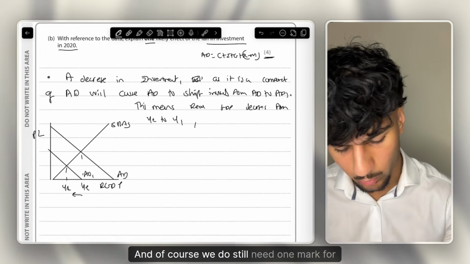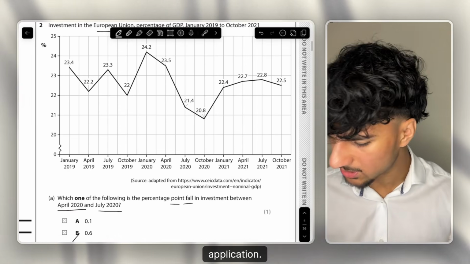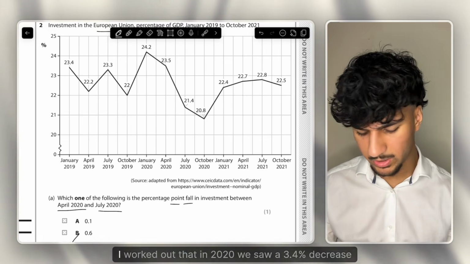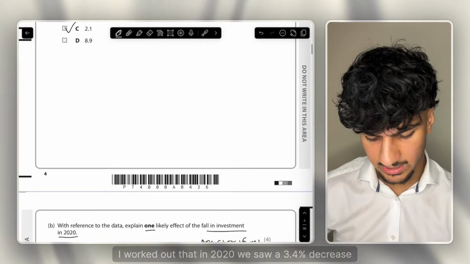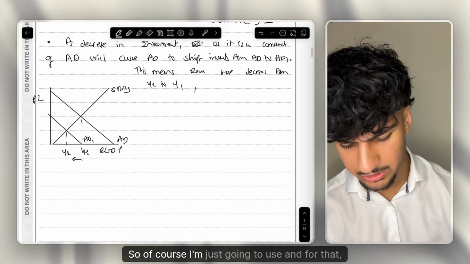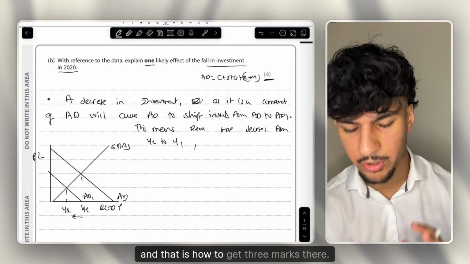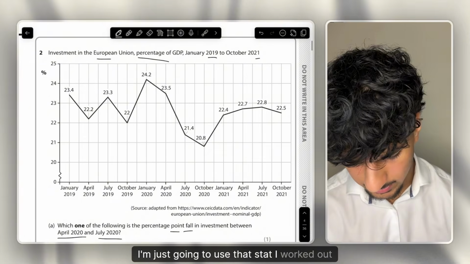And of course, we do still need 1 mark for application. So I'm just going to add any bit of application. What did I work out earlier? I worked out that in 2020 we saw a 3.4% decrease in percentage of GDP. So of course, I'm just going to use that, and that is how to get 3 marks there. But the 4th mark is the application mark. I'm just going to use that stat I worked out earlier.